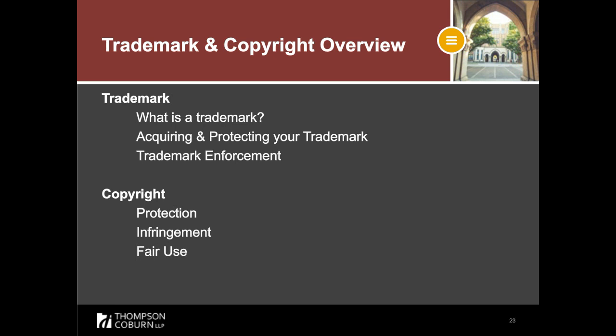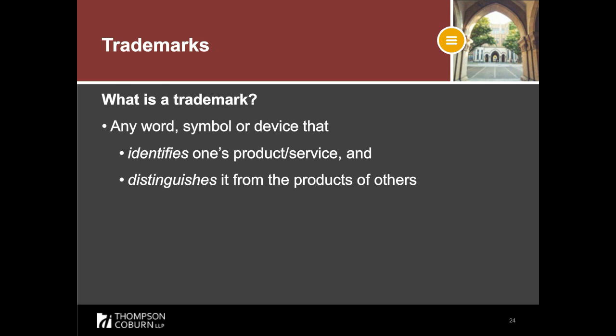So starting out, what is a trademark? Basically, a trademark is your brand. It is a word or a symbol or a design, something that you use to identify the products and services that you offer and distinguish them from others. So it's commonly referred to as a source identifier. It's something that consumers will see when they're looking for your products and services, whether online or in a store or however they're looking, and once they see that trademark they'll know the origin of those services, and it helps to distinguish them from others. In our case, the name Thompson Coburn is our trademark that we use in connection with our legal services.